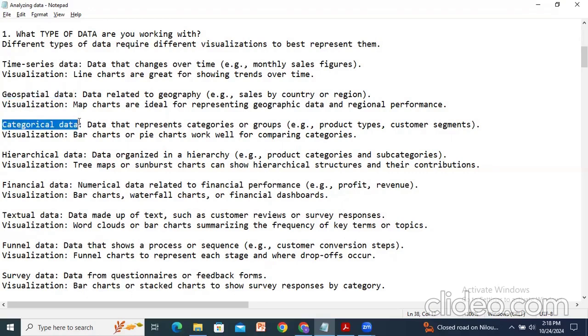Coming to categorical data, for example product types, product categories, or customer segments. This data represents categories or groups. For categorical data, we'll show it with a bar chart or pie chart. This is mainly for comparing. Then hierarchical data, where the data is organized in a hierarchy. For example, we'll go with the hierarchy of year. Within the year, we go to quarterly, next monthly, next weekly, then day-wise.